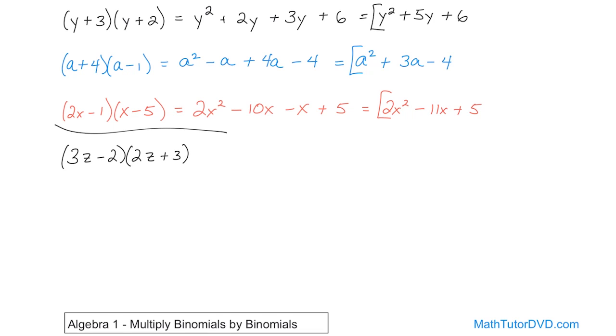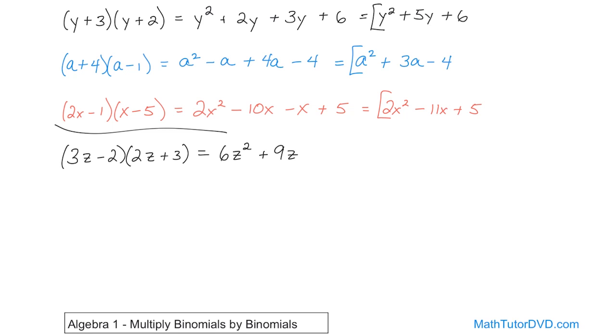All right, so same thing. We have two terms in this binomial. This one gets distributed here, then this one gets distributed here. Then don't forget this is a negative 2 going to here, going to here. So let's go ahead and get it done. And what we have is 3z times 2z. 2 times 3 is 6, so it's going to be 6z. We add the exponents, giving us z squared. And then we have 3z times positive 3 is going to give you 9z.